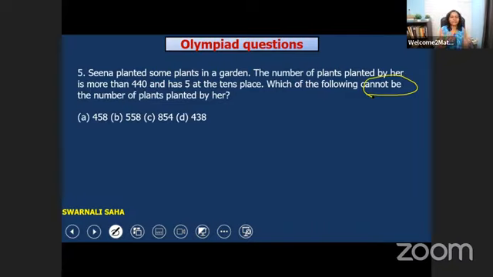Always read the questions carefully, because sometimes children miss can or cannot be, and then they give a wrong answer because they did not read the question carefully. Here our question is, cannot be the number of plants planted by her. So first try to solve this, then I will tell you which would be the right one.